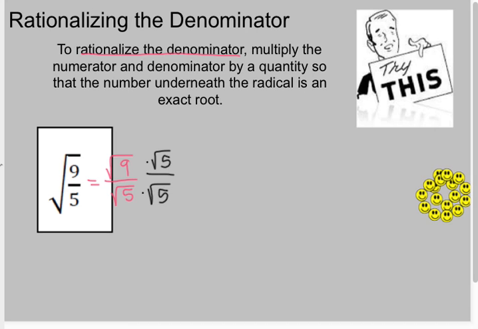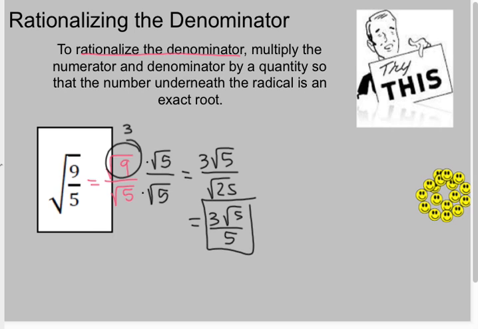So before we continue, I'd break this down. The square root of 9 is 3. So I would have 3 square root of 5 over, well, this is square root of 5 times square root of 5, which is square root of 25. So this would be 3 square root of 5 over 5. And I have rationalized the denominator here.